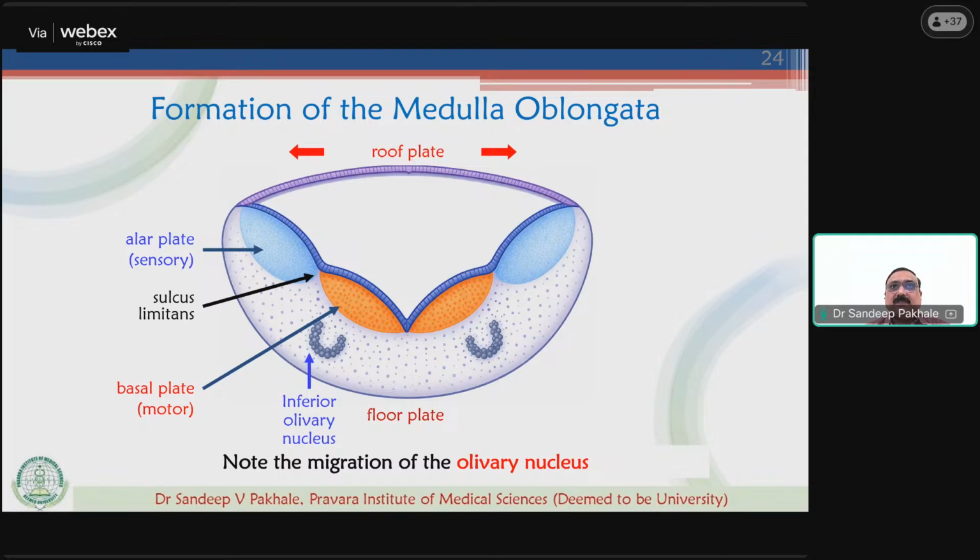Functionally, this nucleus establishes connection with the cerebellum, playing a key role in motor coordination. So this is the inferior olivary nucleus. Motor coordination and learning.